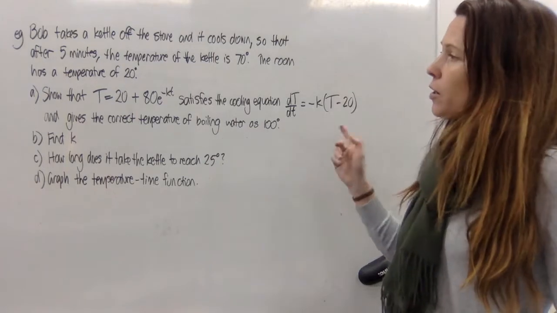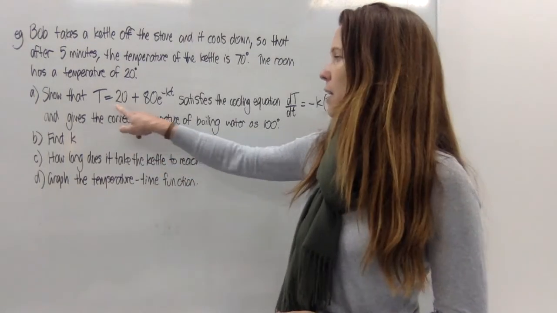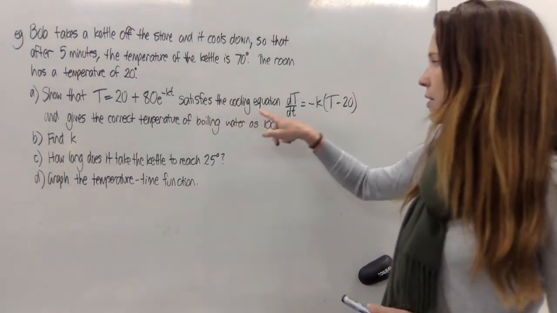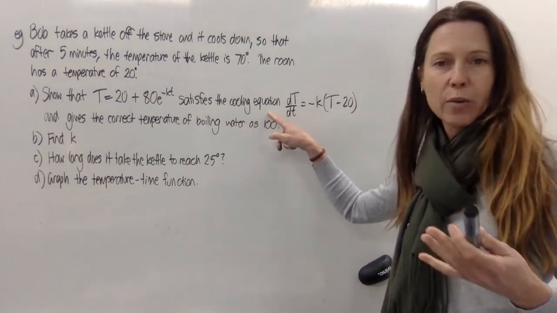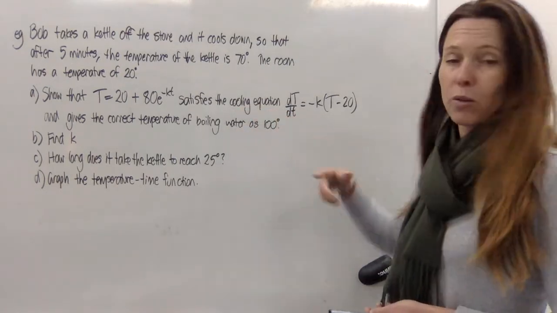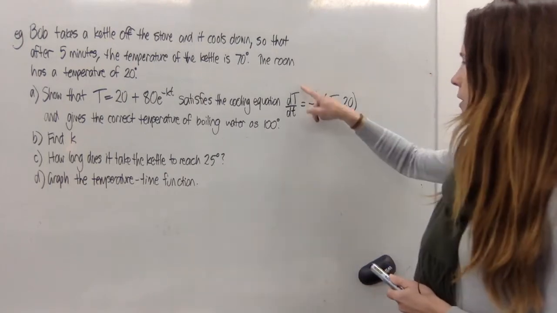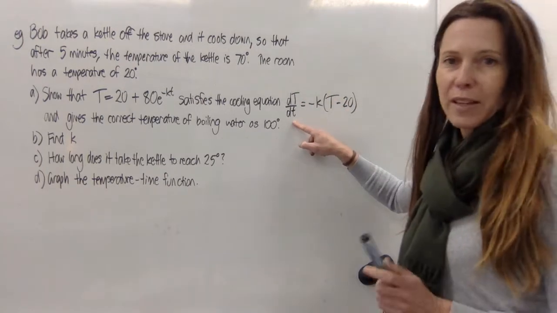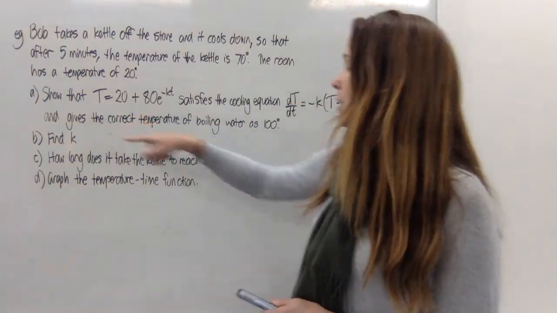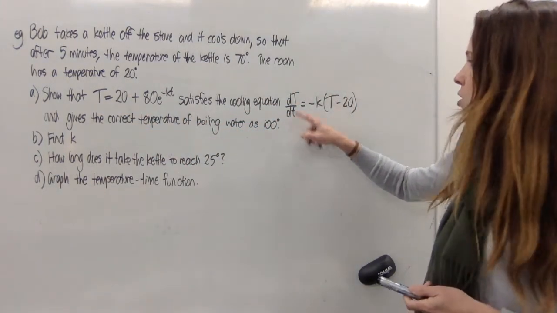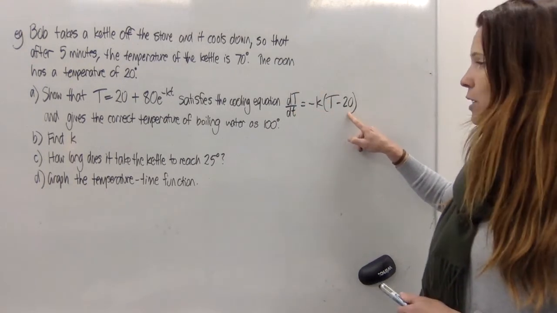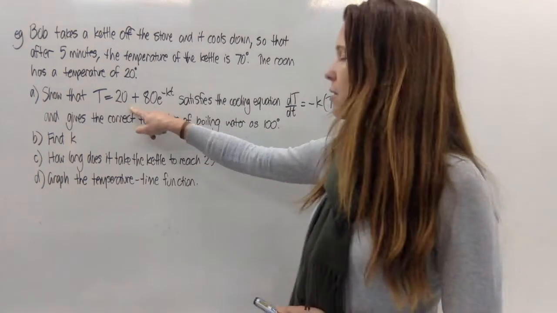Okay, so we need to show that T equals 20 plus 80 e to the minus kt satisfies this cooling equation. Now a cooling equation is by its very nature a rate of change, because it's the rate of something cooling, it's the change in temperature. dT by dt. Now you have to be careful in these sorts of questions where you've got big T and little t. Big T is the temperature, little t is always time. So dT by dt is equal to negative k times big T minus 20. So we need to show that this will satisfy this.